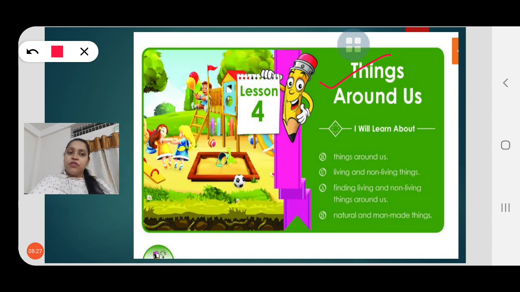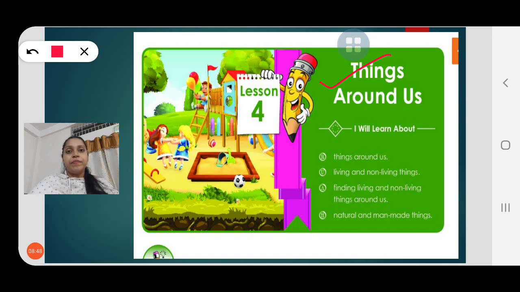Okay children, so let's proceed. What are these things? Why are they so special to us? We'll learn about some very special things about these things. We'll learn about some very important features about these things, which are around us.